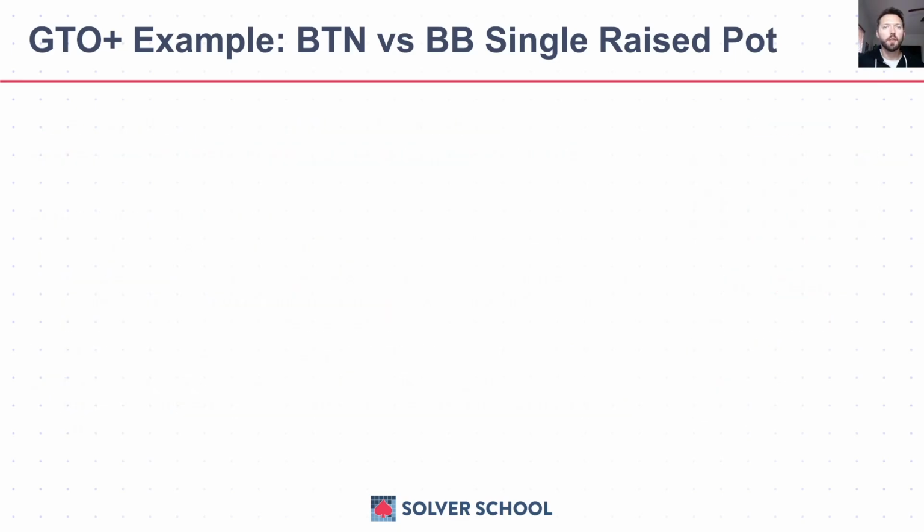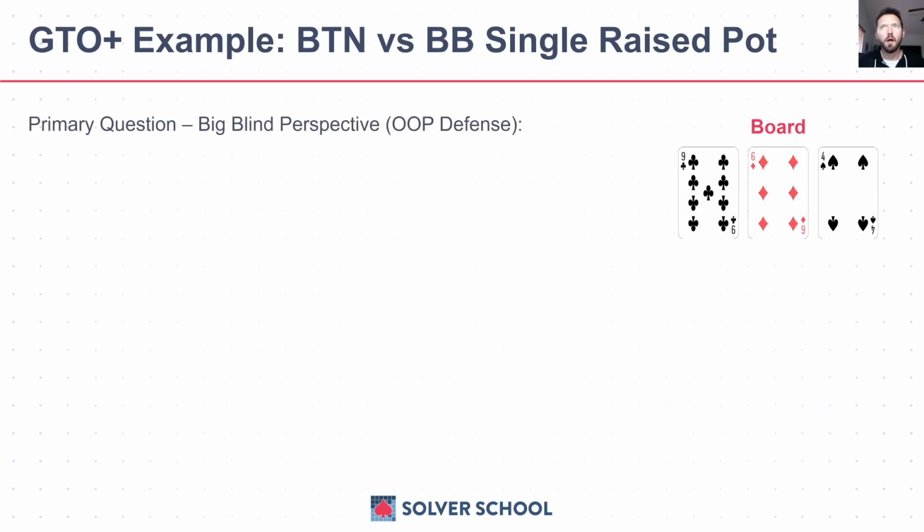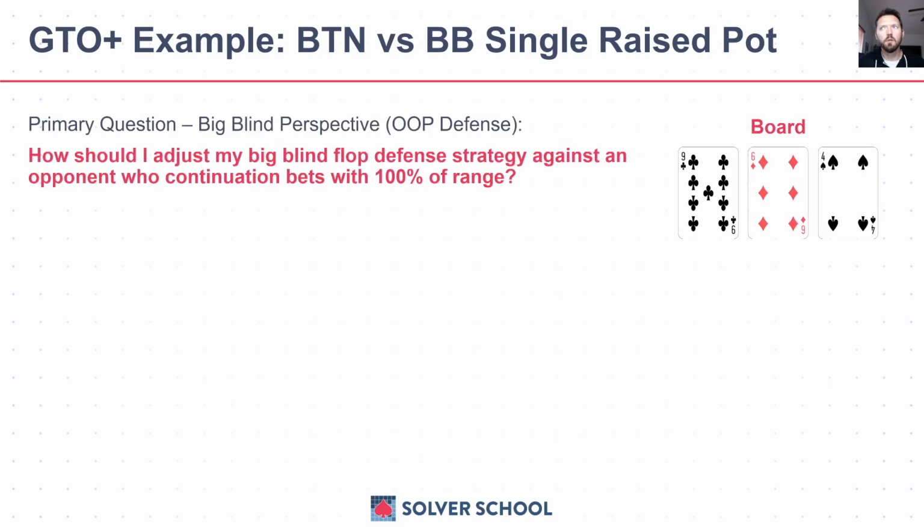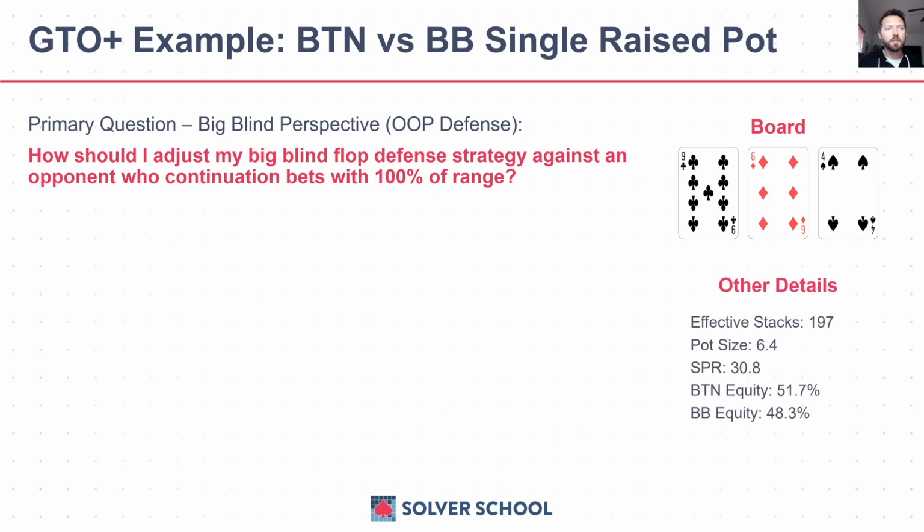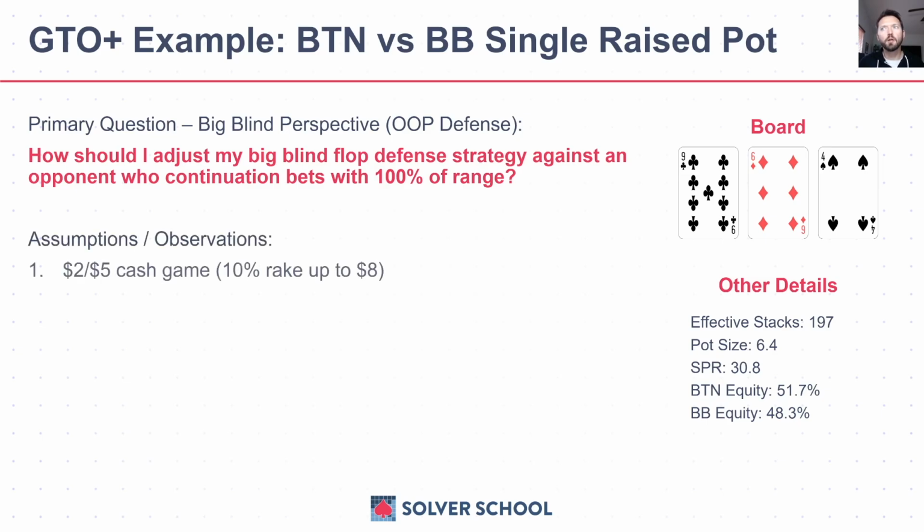Looking at this conversely through the big blind's perspective, I can ask the question, well, how should I adjust my big blind flop defense strategy against an opponent who continuation bets with 100% of range? Now, the other details are essentially the same here, with one marked difference: we are actually in this game modeling a 2-5 cash game with 10% rake up to $8.